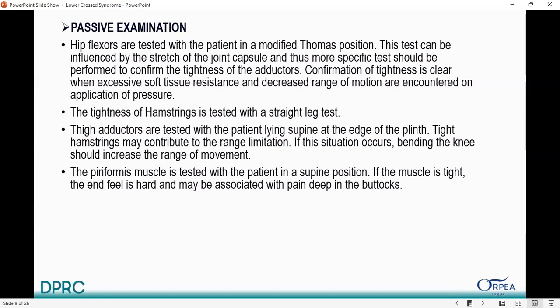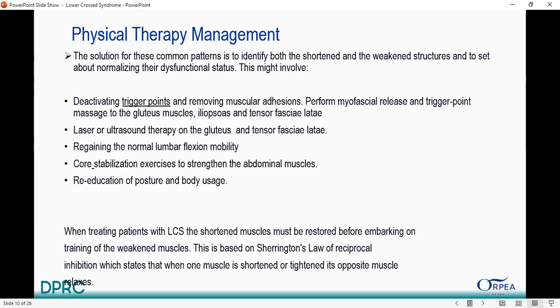Thigh adductors are tested with the patient lying supine at the edge of the plinth. Tight hamstrings may contribute to the range limitation. If this situation occurs, bending the knee should increase the range of movement. Also, the piriformis muscle test is done with the patient in supine. If the muscle is tight, the end feel is hard and may be associated with pain deep in the buttocks.